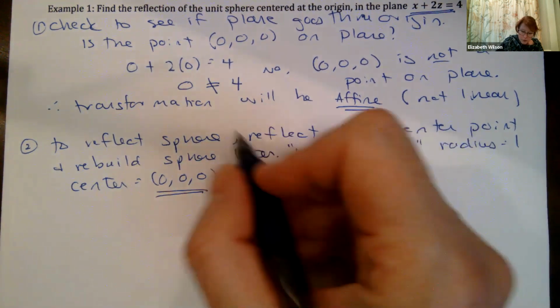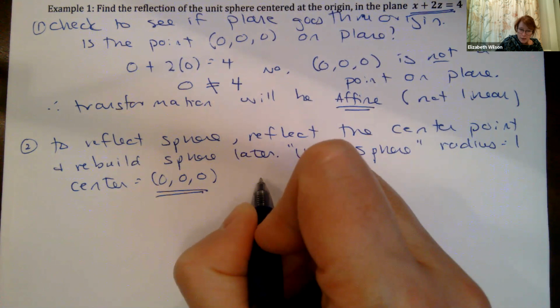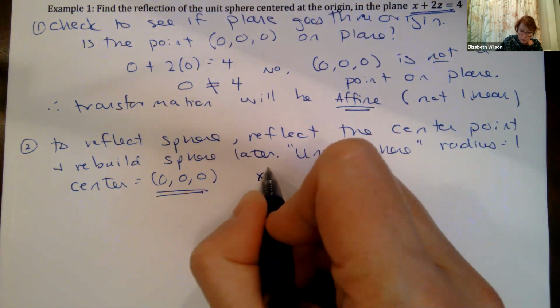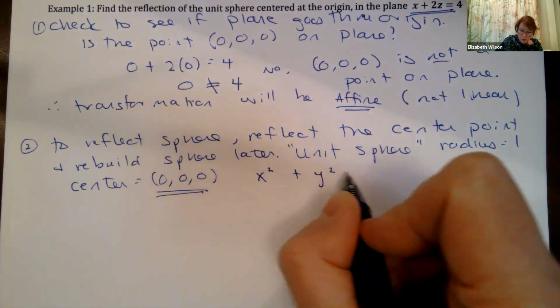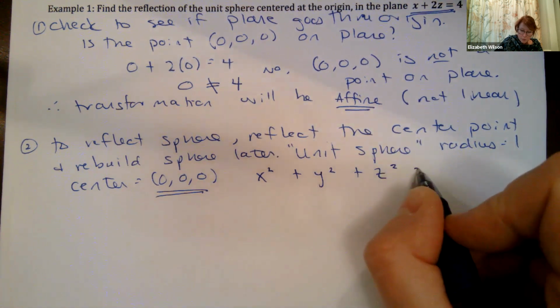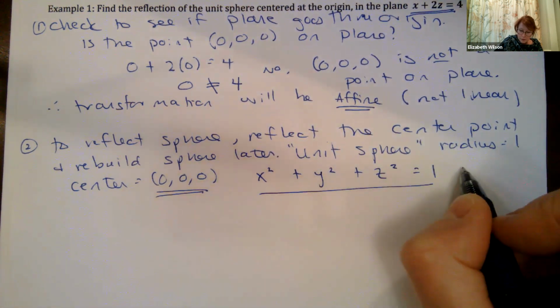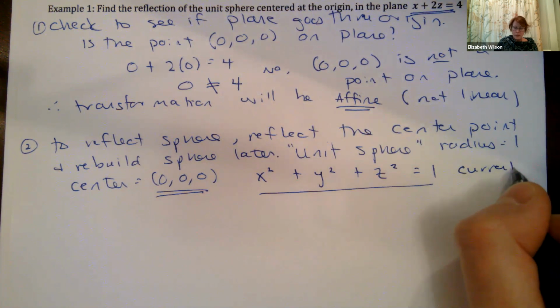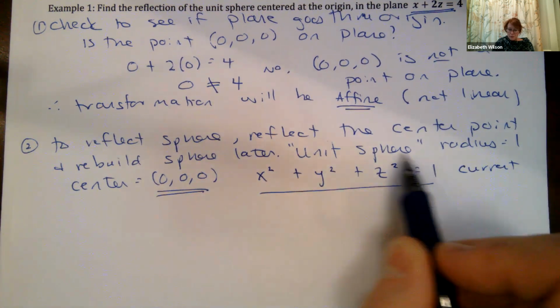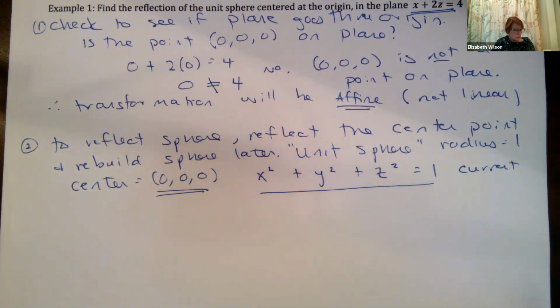So the equation for my sphere currently is, remember, x minus 0 squared, so x squared, plus y minus 0 squared plus z minus 0 squared equals 1. This is our current unit sphere centered at the origin, what it looks like.